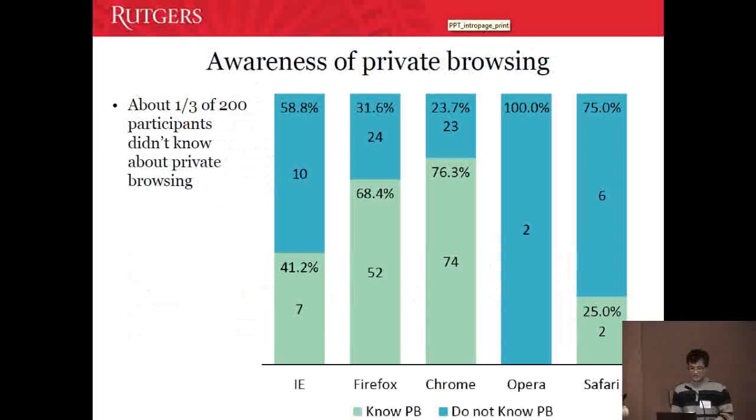To understand people's awareness of private browsing, we asked participants whether they knew about private browsing or not. In general, about 1/3 of participants did not know about private browsing. They are marked in this figure with the blue color, which indicates participants who did not know about private browsing. We categorize that into different browsers. We received relatively fewer replies for Opera and Safari. Firefox and Chrome have a relatively similar percentage, with fewer people who did not know about private browsing.